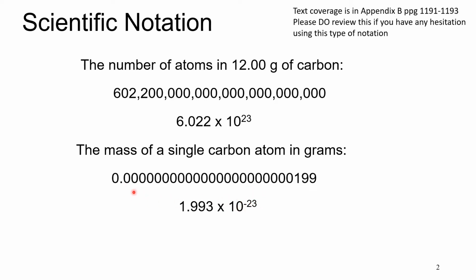It's just the negative means it's a very small number, 10 to the negative 23 versus 10 to the positive 23, a very large number. Or if you'll remember back to your exponent rules from algebra class in high school, a negative exponent just means that same number as a denominator in a fraction.